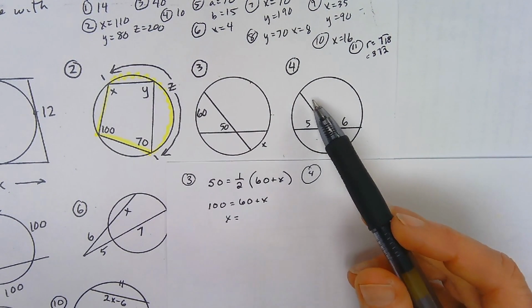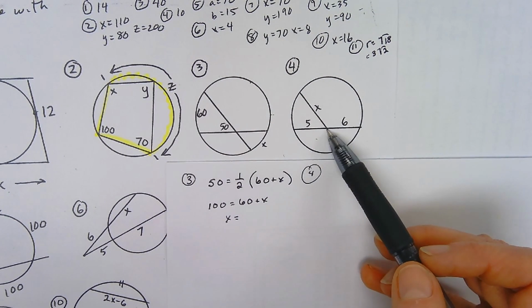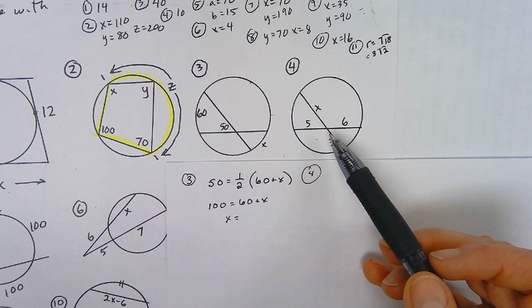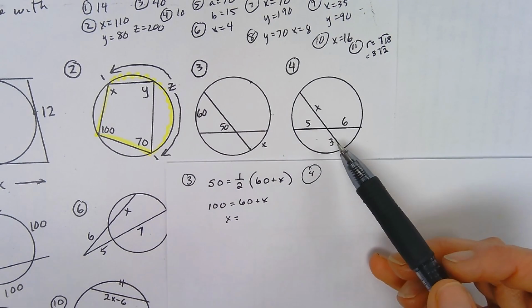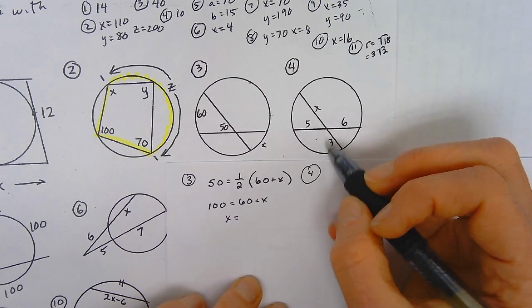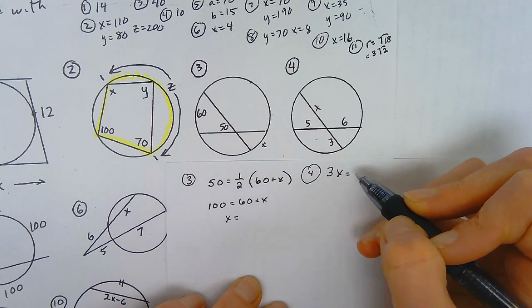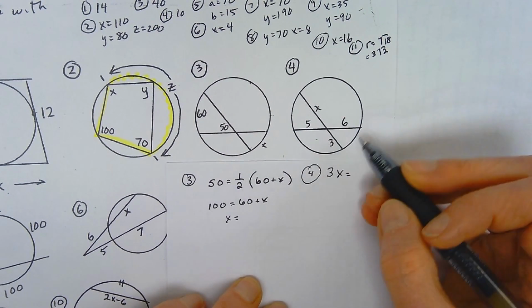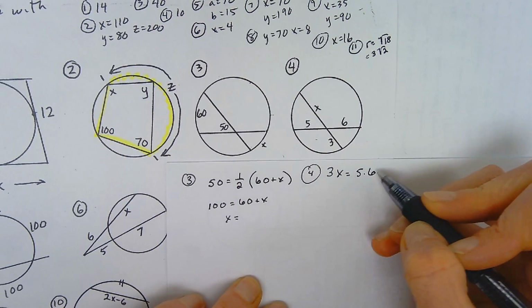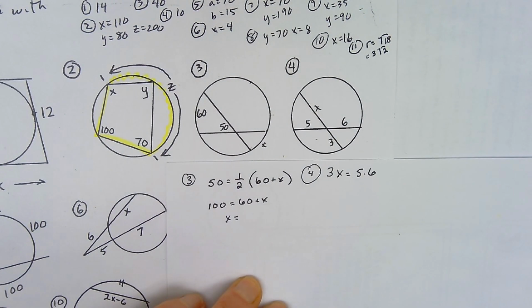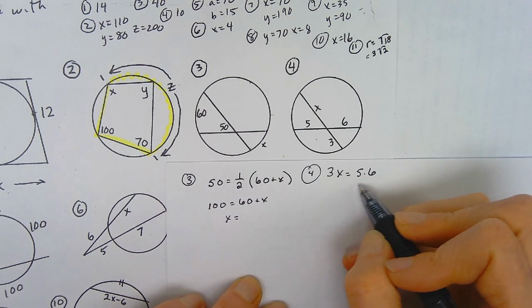Number 4. Now we have chords that intersect inside the circle. So the segments have a special relationship. 3 times x is equal to 5 times 6. And I'll let you solve that for x.